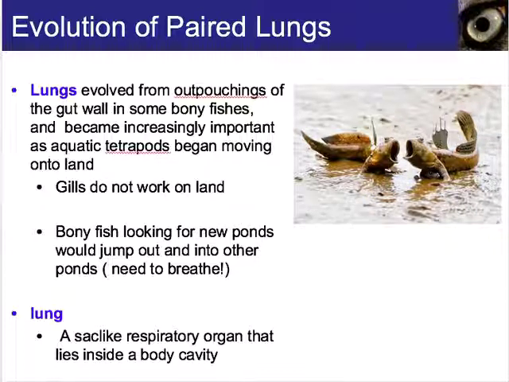Lungs evolved from outpouchings of the gut wall in some bony fish and became increasingly important as aquatic tetrapods began moving onto land. These are fish that actually have gills and lungs, and what happens is they can pop from one pond to the other. So if a pond's drying up or it's not conducive for living in anymore, then what these fish do is literally they'll jump out of the pond and try to land into another pond or body of water.